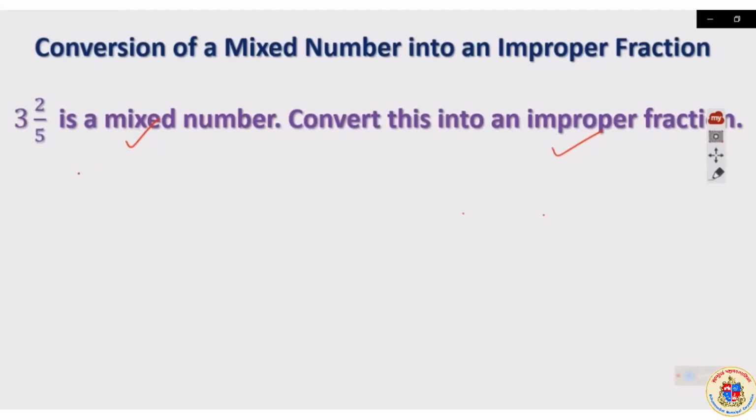3 and 2 upon 5 is a mixed fraction. 3 is the whole number, and 2 upon 5 is the fractional part, which is a proper fraction. So 3 and 2 upon 5 is to be converted into an improper fraction. We know that it is 3 and 2 upon 5, so we consider 3 as 3 upon 1 and the other one as 2 upon 5.